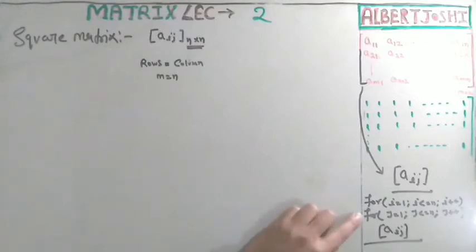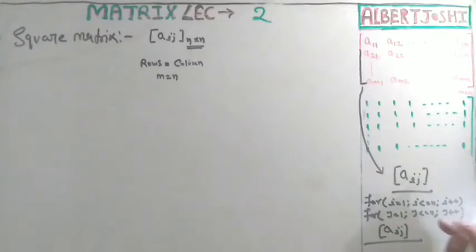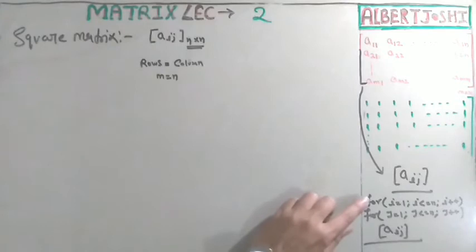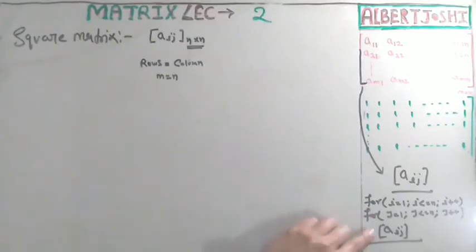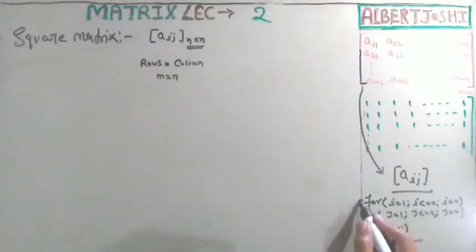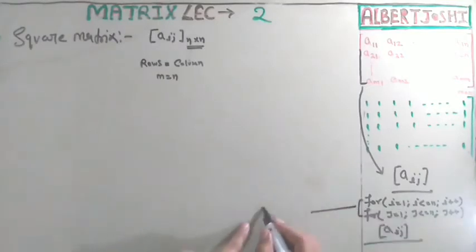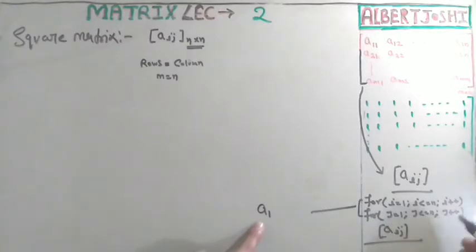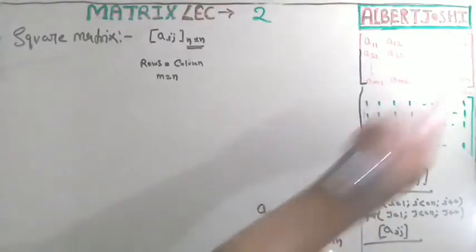At first this loop will work. I have written something wrong here. Okay, no problem. At first the loop i is equal to 1 will work, then j is equal to 1, 2, 3, 4, and so on. Its meaning is this: at first i is equal to 1, then j is equal to 1 to n. So at first j is equal to 1, then j is equal to 2, then j is equal to 3, up to j is equal to n. So this is the first row, it has come here.